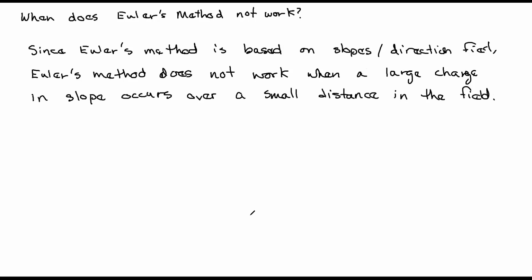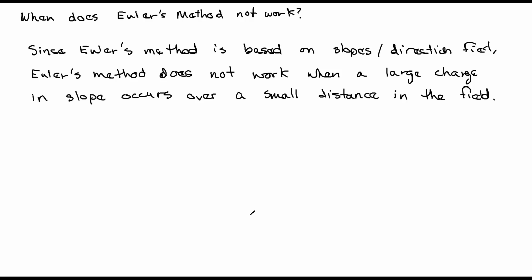Okay, so that's just something to note. Since Euler's method is based on slopes in the direction field, Euler's method does not work when you get a large change in slope over a small distance in the field. What's going to happen then is the actual solution is going to move much more quickly. There's going to be a delay. The actual solution is going to move much more quickly than your approximation.